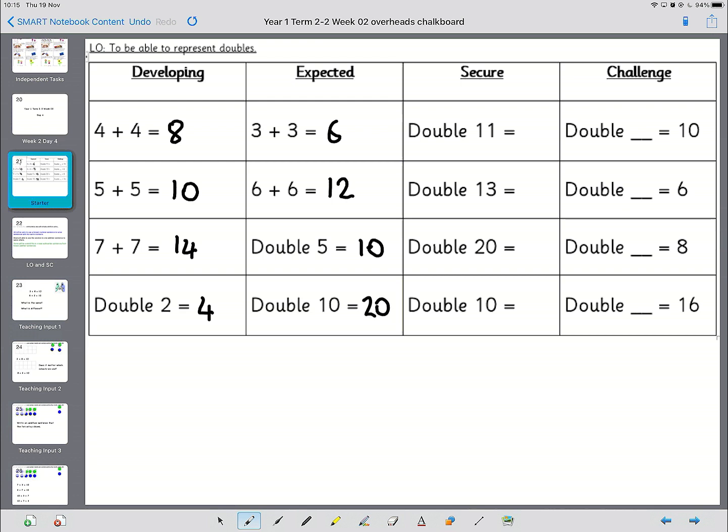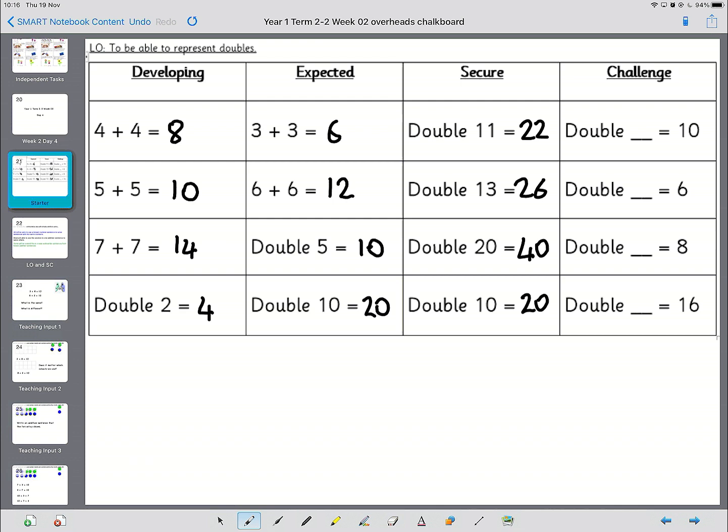Double 11, you probably use a 10 bar and a 1, and that would give you another set of those, so that would be 22. This is 26. 2 10 bars, add another 2 10 bars, that's 40. 1 10 bar, add another 10 bar, that's 20. And remember, you can always draw these, or you can use the app that we've shown you before.